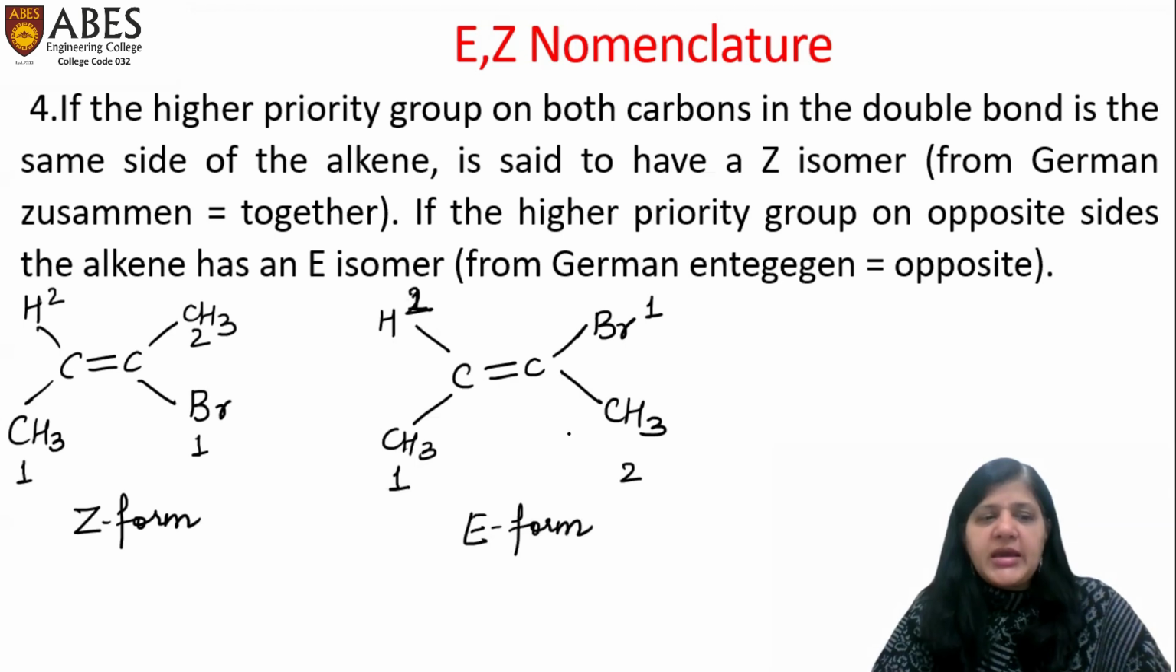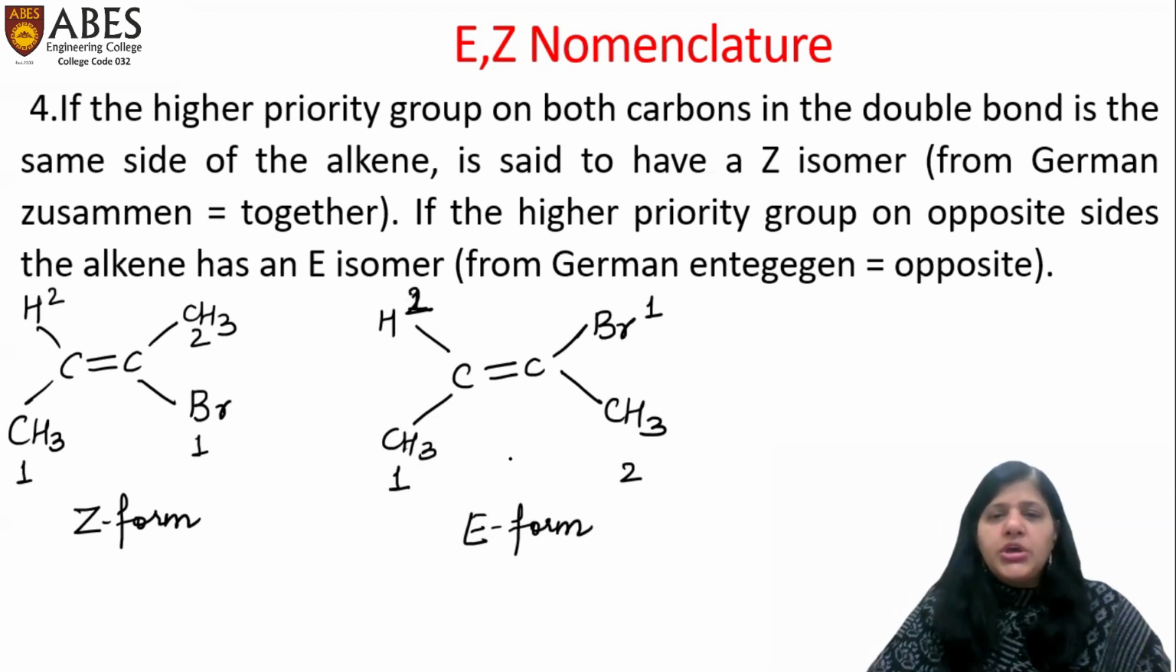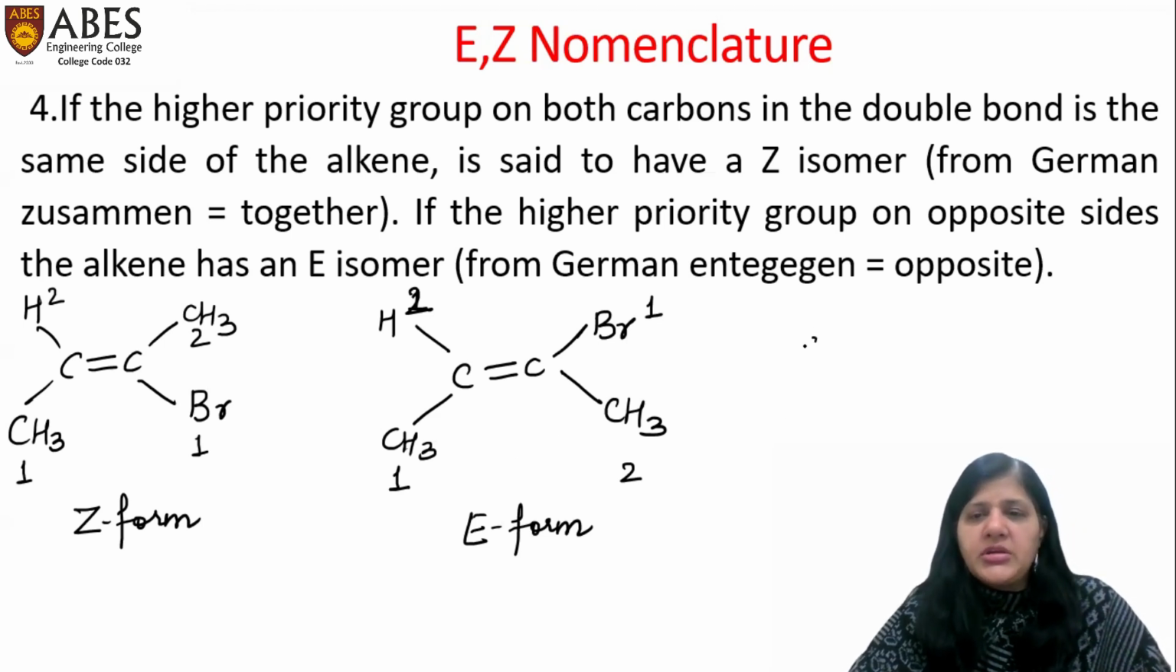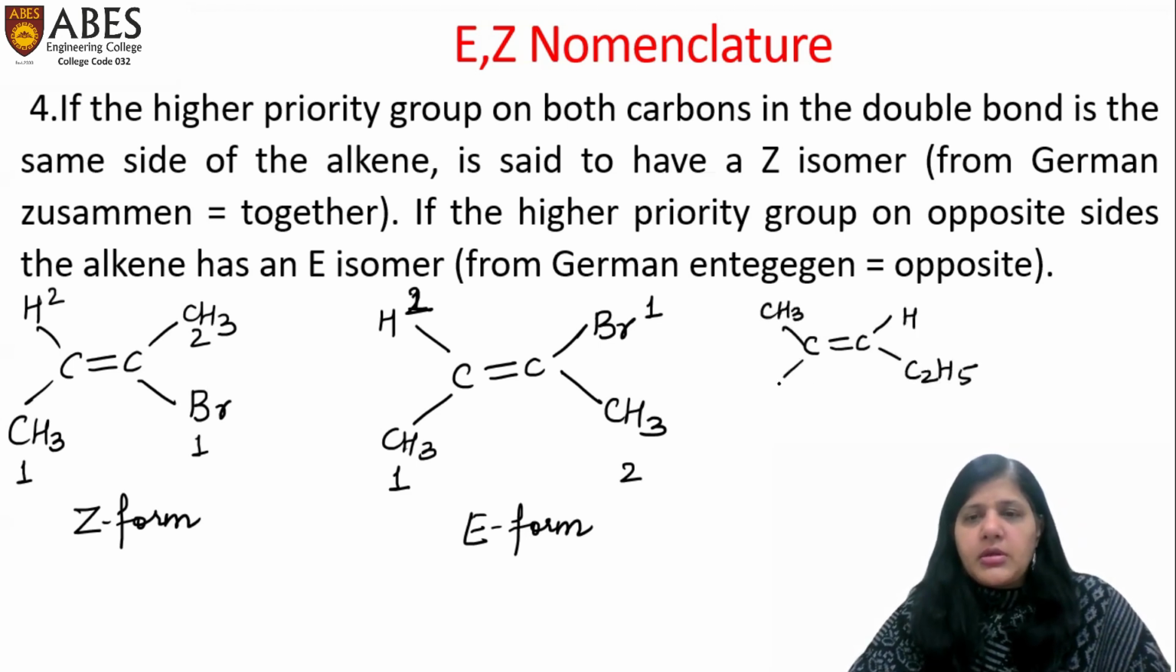In this way, we can assign the different priorities and structures to the isomers which have different sets of groups around the carbon-carbon double bond. Another example we can take, this is the molecule. We can now assign the priority on the basis of atomic number. Methyl is 1, hydrogen 2. Ethyl 1, hydrogen 2. In this case, both high priority groups are on the opposite sides and lower priority groups are opposite to each other. Therefore, this is an E form or E isomer.